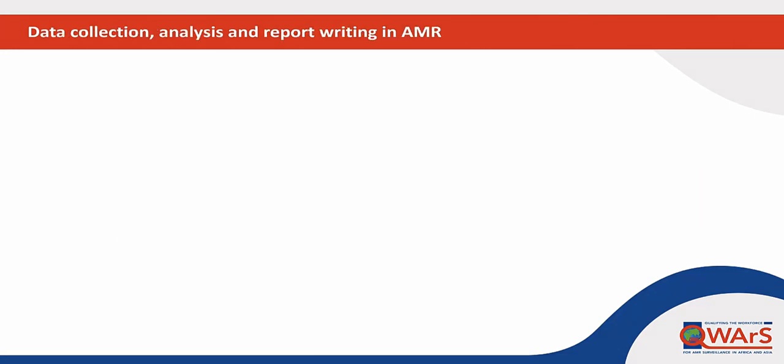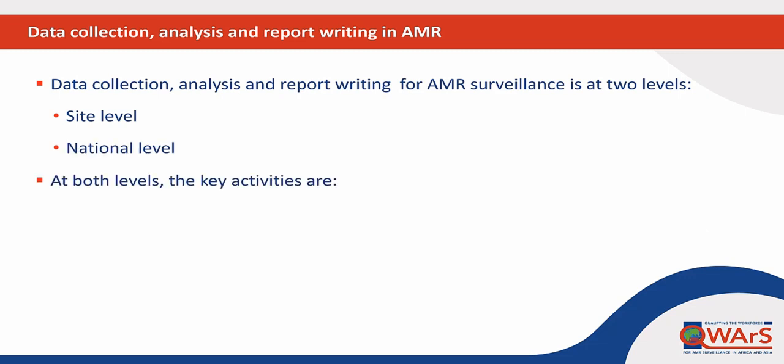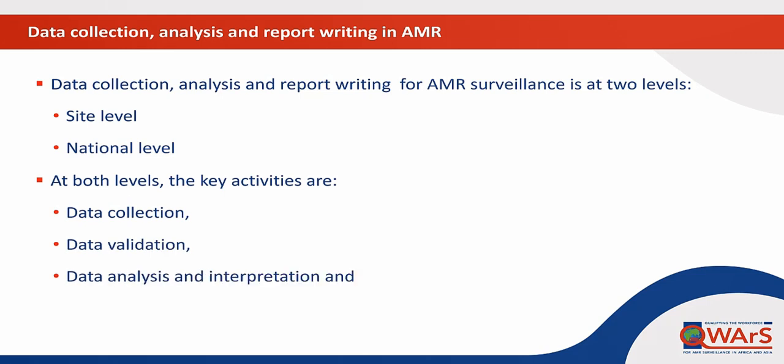Data collection, analysis, and report writing for AMR surveillance is at two levels: site level and national level. At both levels, the key activities are data collection, data validation, data analysis and interpretation, and report writing.